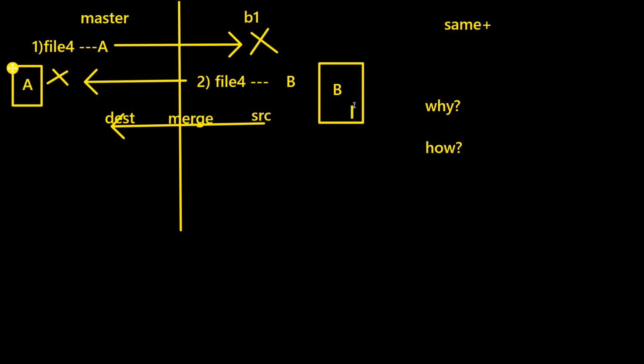Imagine there were 2 boxes: a box called B on the B1 branch, and a box called A on the master branch. Now I am merging. The merge concept means you integrate the changes from here to here, which means now Git has a confusion.